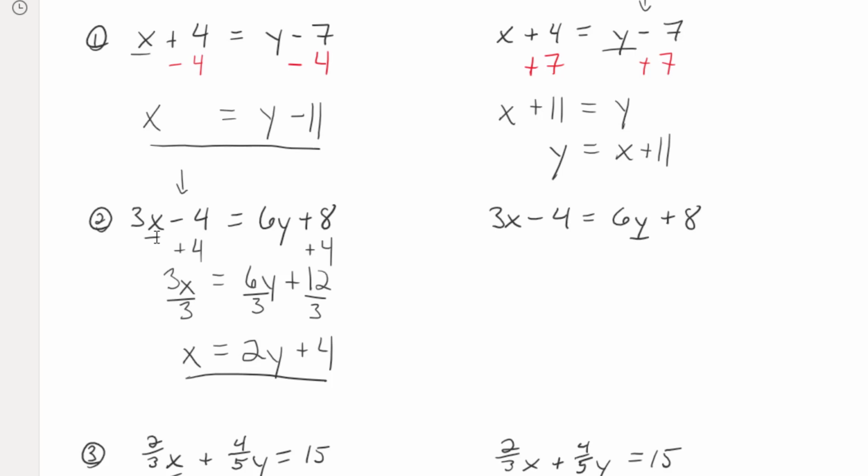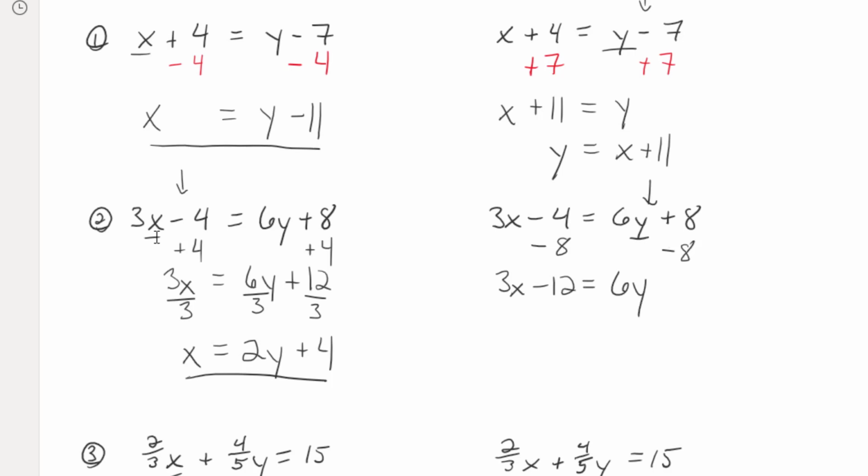Okay, so similarly, what we're going to do is work on this side, and we're just going to move stuff around. So again, adding, subtracting first. I'm going to get rid of this plus 8 by subtracting 8. Whatever I do to one side, I have to do to the other side. So here, 3x minus 12 is 6y.